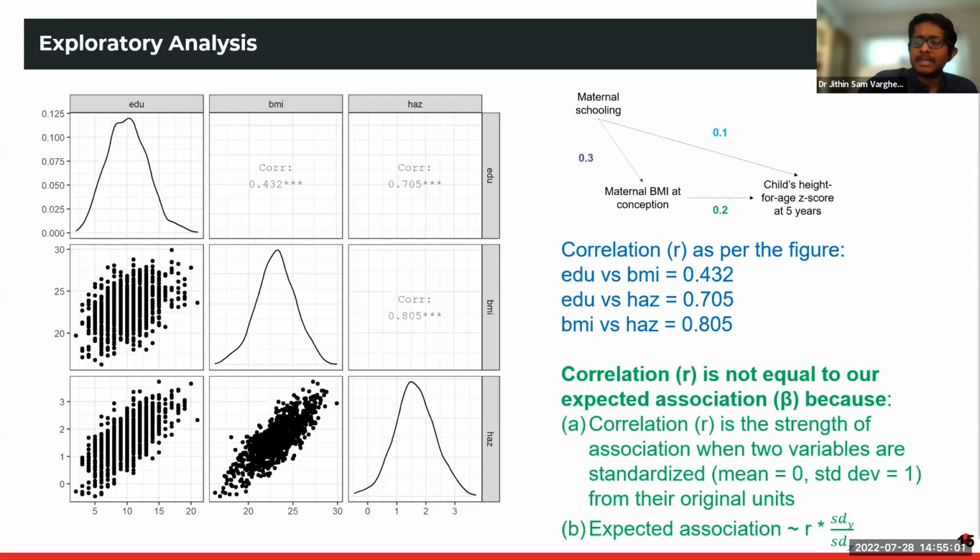First, correlation is a strength of association when both variables are standardized to have a standard deviation of 1. Second, the regression coefficient and correlation are related to each other as per this equation, such that the expected value of your regression coefficient is approximately equal to your correlation times the ratio of the standard deviation of your dependent variable in the regression divided by the standard deviation of your independent variable in the regression.